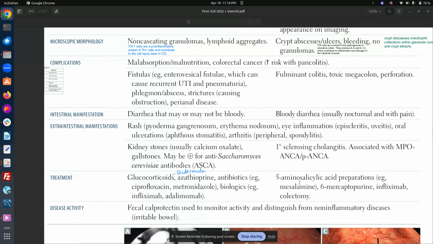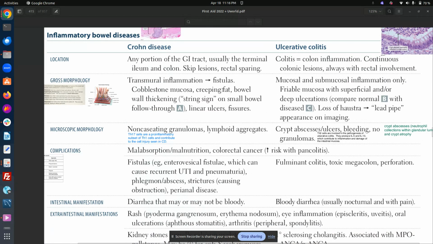Okay, now let's talk about ulcerative colitis. From the name, colitis means it's going to affect the colon. So ascending colon, transverse colon, descending colon, and rectum. It always involves the colon, and there is always involvement of the rectum. The rectum was not involved in Crohn's disease.